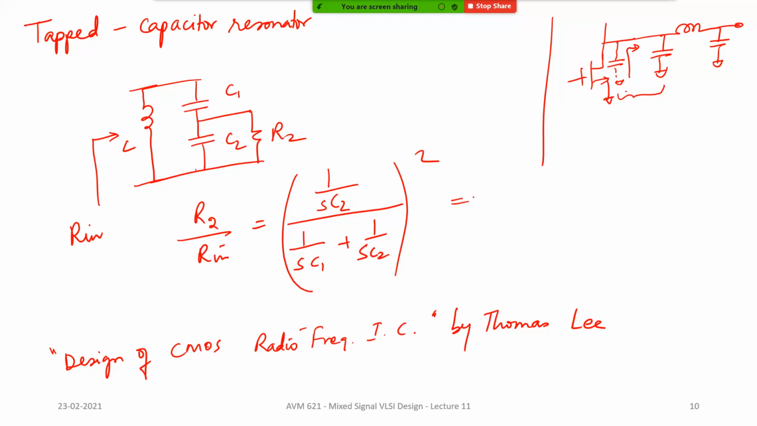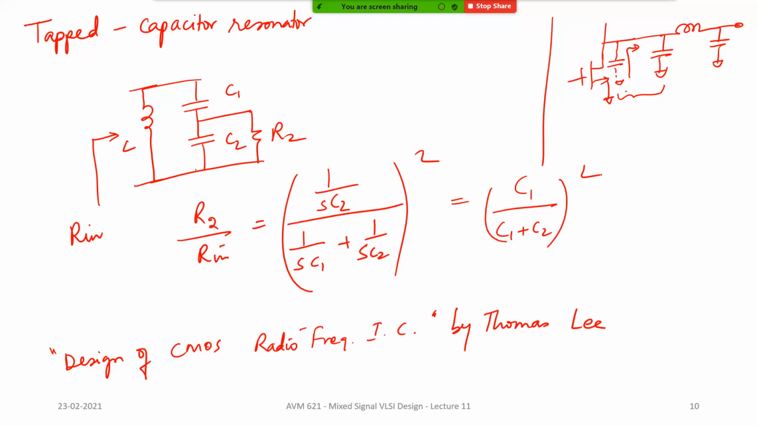If you do a little jugglery, you basically get C1 by C1 plus C2, the whole square. So this is your transformation ratio. The reason we take a square is that when you have a voltage division, for a lossless network, the impedance ratio has to preserve the equality of input power and output power. If you have no loss in the network, input power is equal to output power, and to preserve that, when you have voltage division, the impedance ratio becomes the square of that. So that is how you get it.